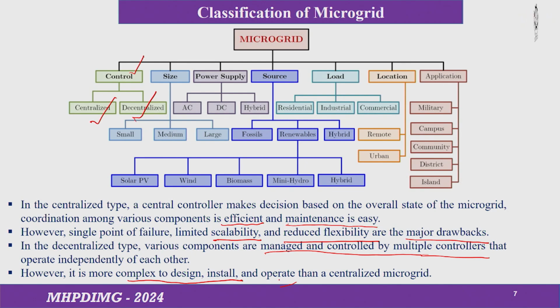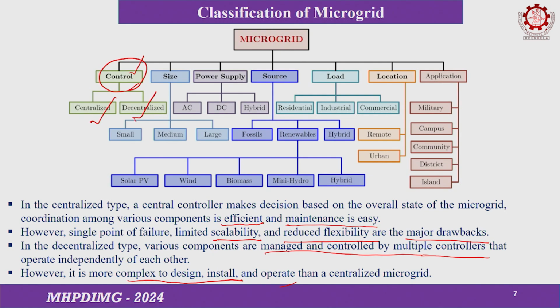If you see operation-wise, the centralized type is easier, whereas the decentralized type gives a more complex operation and complex design. So, this is about the classification based on the type of control.